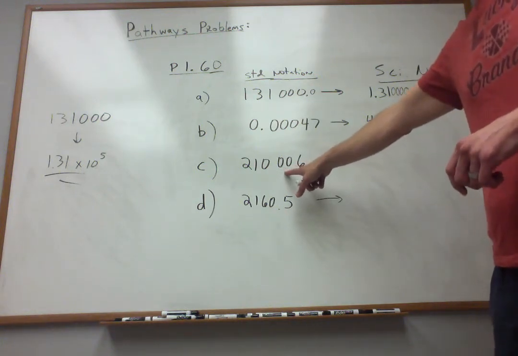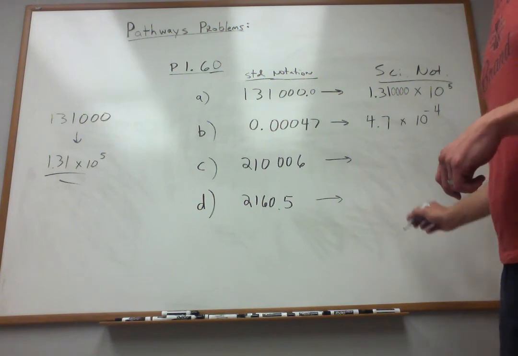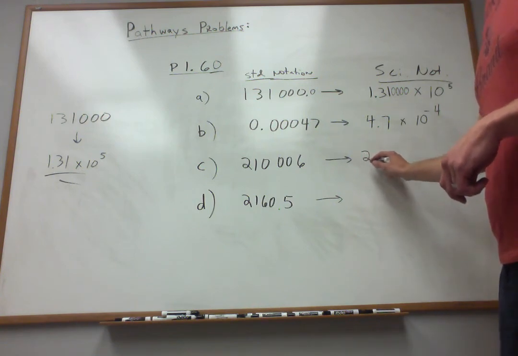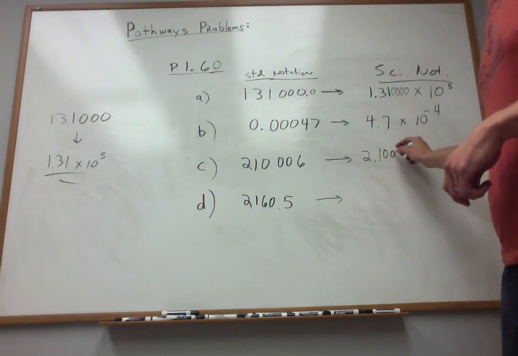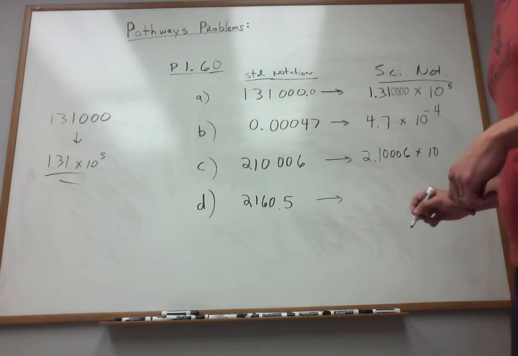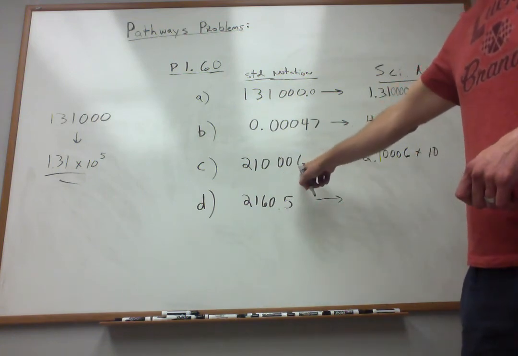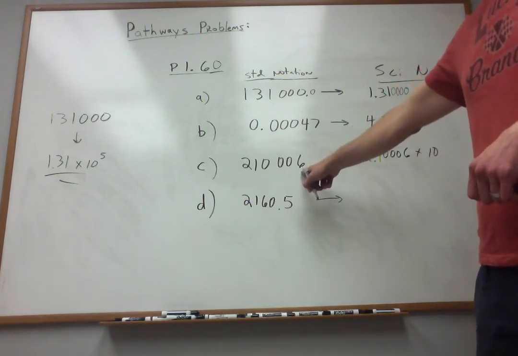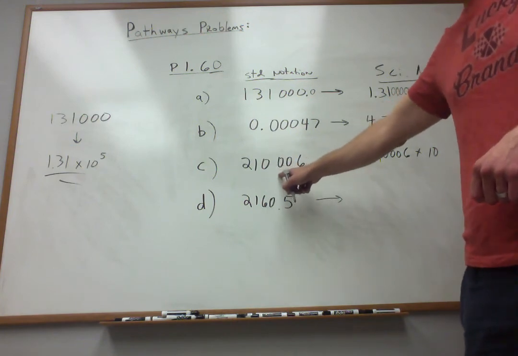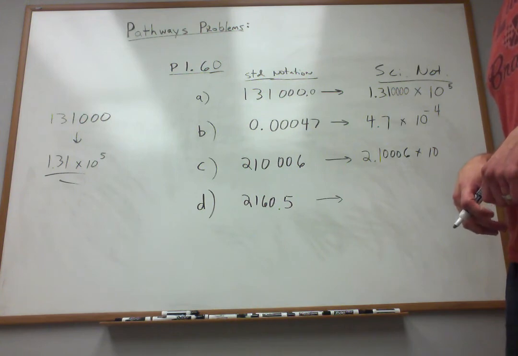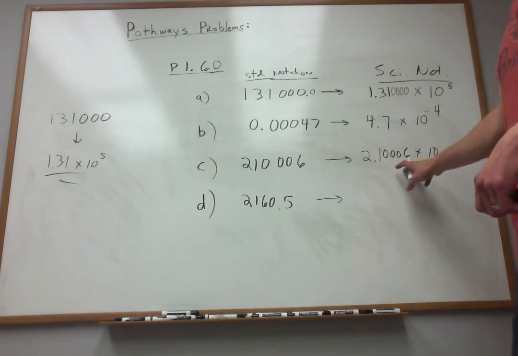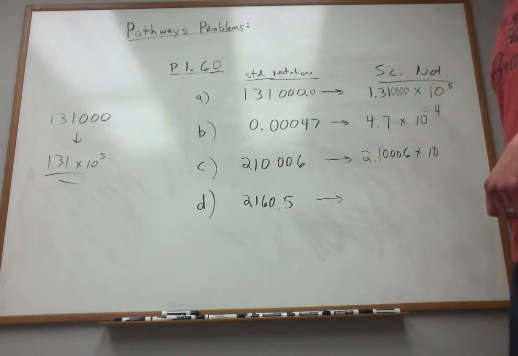What about this one? 210,006. Start the process the same way when I'm going to scientific notation. I just write out the number times 10 raised to a power. Now notice in this particular case, because my 6 is over here and that's also a significant digit, all these zeros are also significant because they're between two non-zero numbers. So I've written out all of my numbers in my base for the scientific notation, okay?